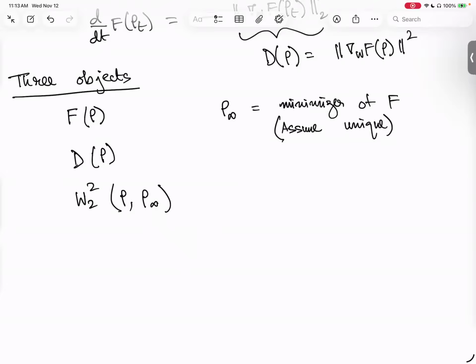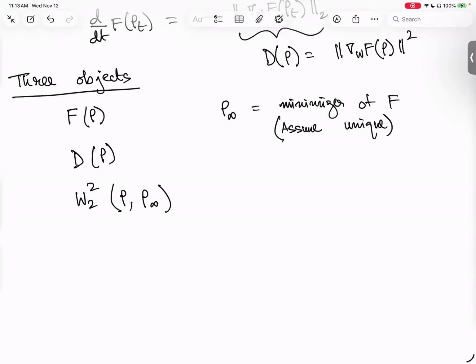And there are three objects of interest. One is F of rho, one is D of rho, and one is W2 square of rho and rho infinity. The kind of inequalities that we are going to look at today are inequalities that involve these three objects. So we're going to bound one of them with respect to the other two. That's the kind of inequalities that we're looking for.